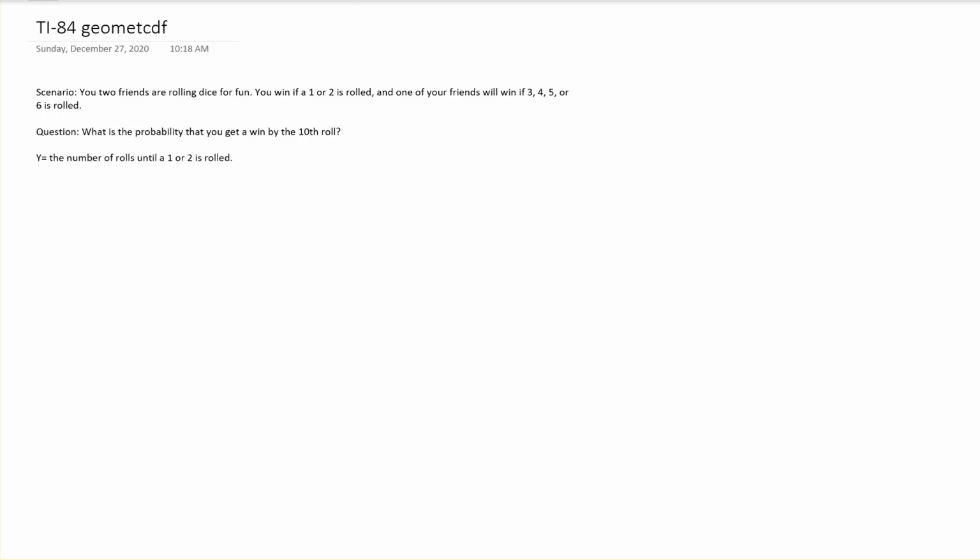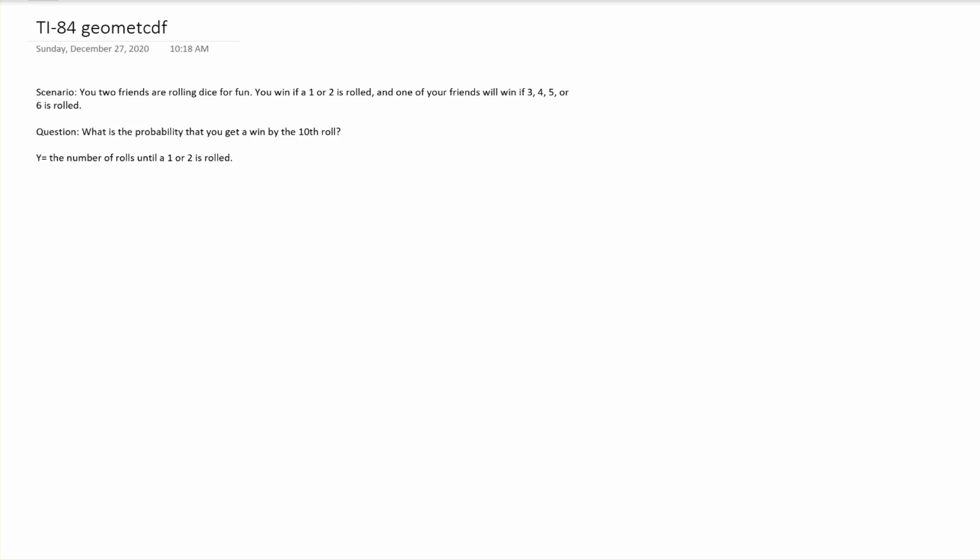So here's the scenario, and it's the same as in my video on the geometpdf function. So if you haven't seen that, go look at that first. You and two friends are rolling dice for fun. You're going to win if a 1 or a 2 is rolled, and one of your friends will win if a 3, 4, 5, or 6 is rolled. And the question is now, what is the probability that you get a win by the 10th roll?